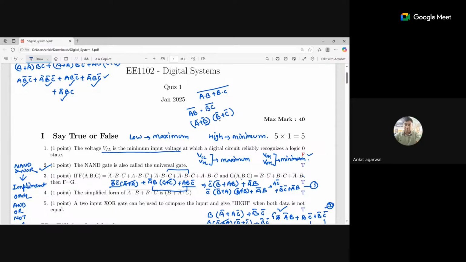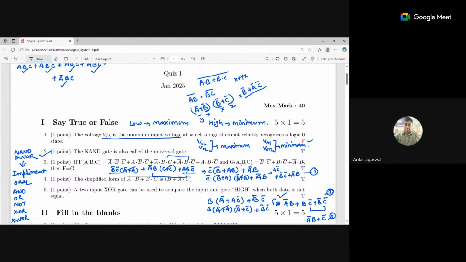So this is the x. I can consider this is the y and this is the z. So (x plus y) into (x plus z), that is x plus y z. So that is b bar plus a bar c. Okay. So that fourth one is also true.